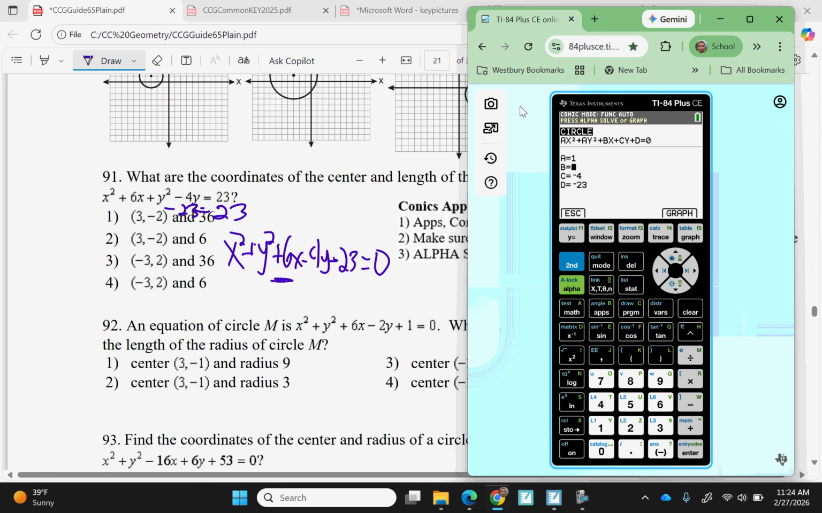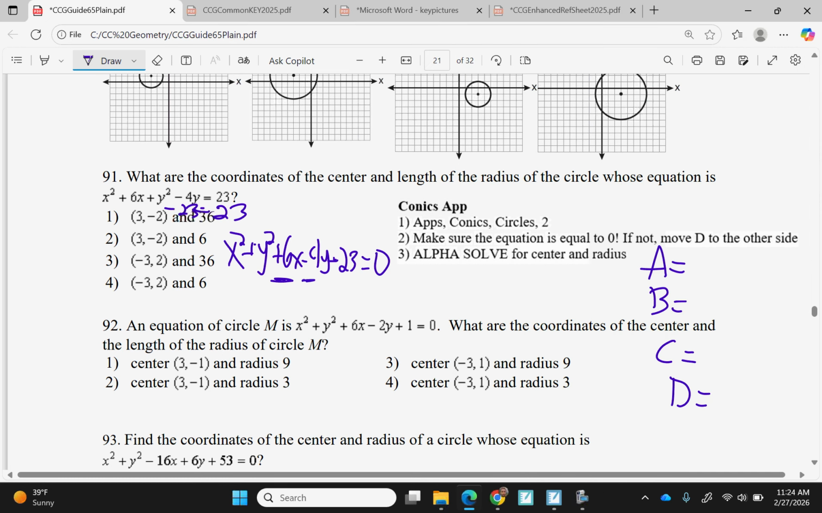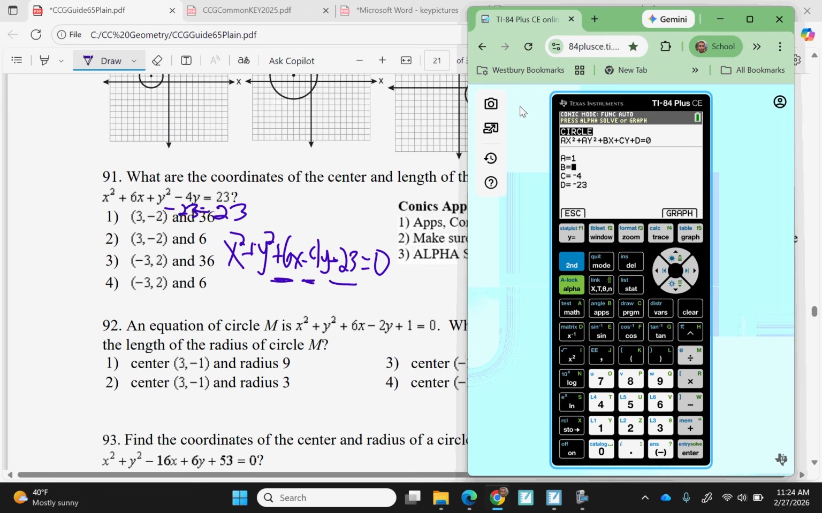C is what's in front of y, which in this case is negative 4. D is the constant, which is negative 23. I input those. It tells you what to press. It says alpha solve. That's alpha enter. Center is negative 3, 2. Radius is 6. I'm done.